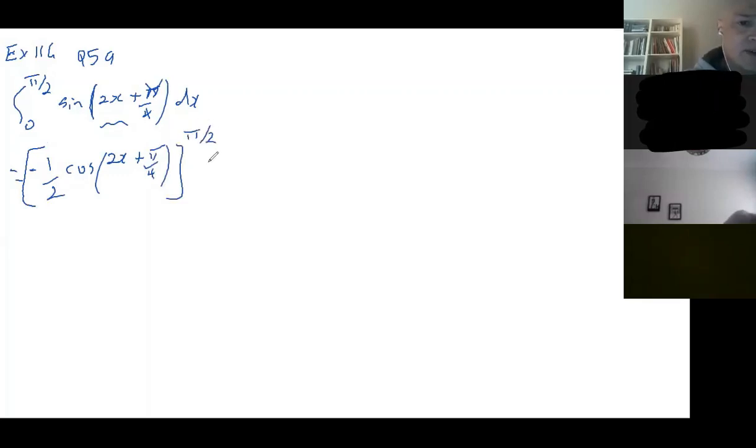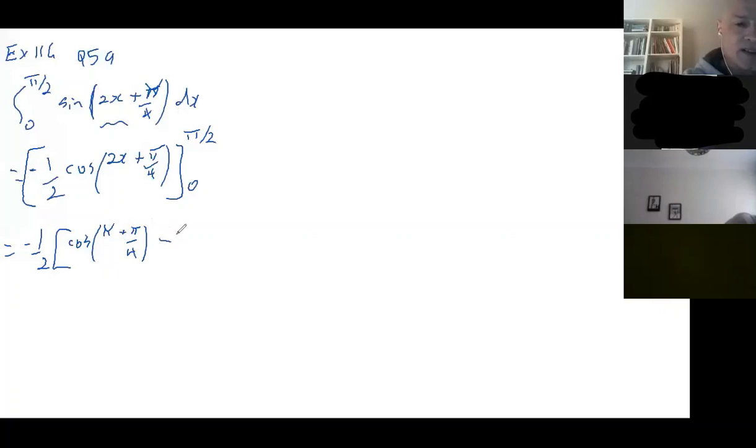Between pi over 2 and 0. Again, I'm going to take out the negative. Okay, and substitute the pi on 2 in, so we get cos of 2 times pi on 2, which gives me pi, and I've still got my plus pi on 4. Minus, substituting my 0 in gives me cos of 2 times 0, which is 0, but I've got my pi on 4.